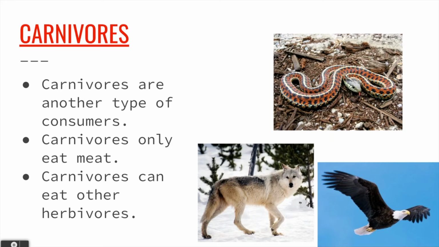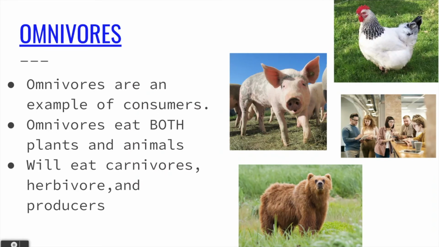Now, we talked about herbivores and we talked about carnivores, but there is also another type of consumer. This other type of consumer, their diet is different. They are called omnivores. Omnivores are also consumers. The difference is that they will eat both plants, like flowers or vegetables or grass, and also other animals that have meat.